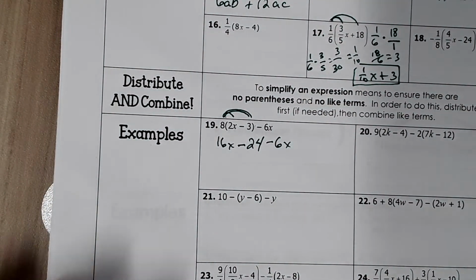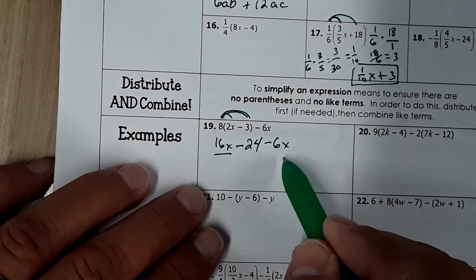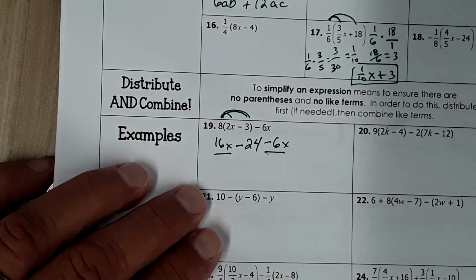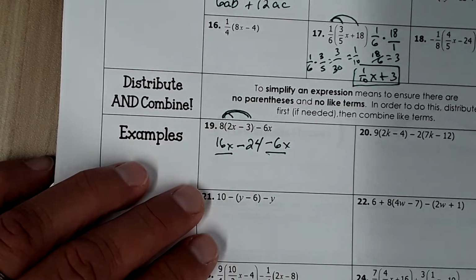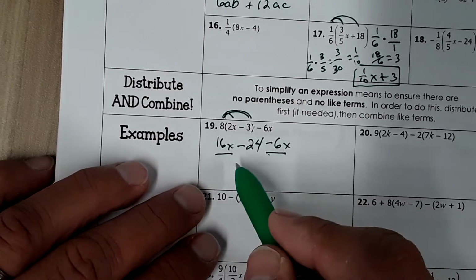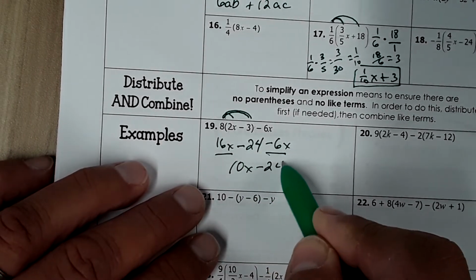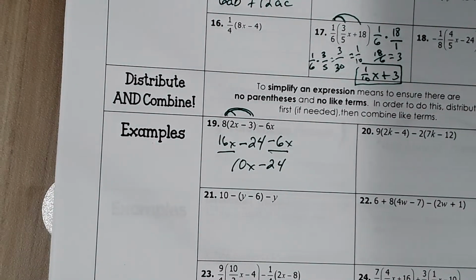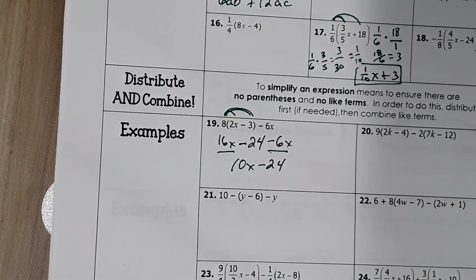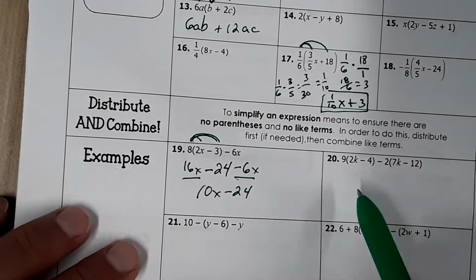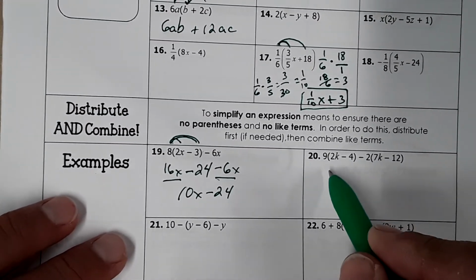However, I noticed that I can combine these two guys because these two are like terms. And 16 and negative 6 make 10x, and that constant of negative 24, I can just bring that down and show the negative with a subtraction sign. Okay? We'll work 20 and 21.